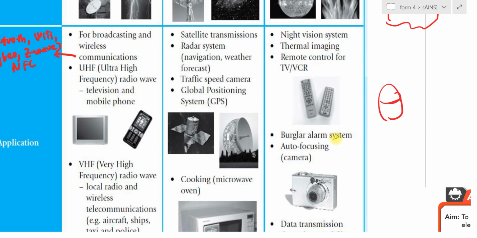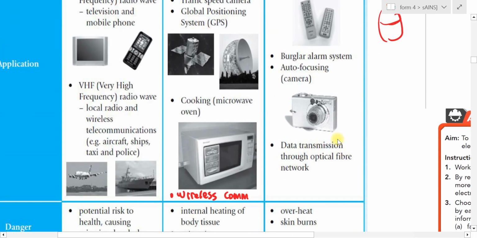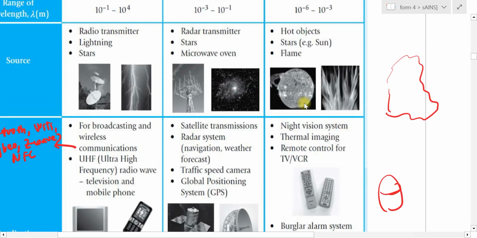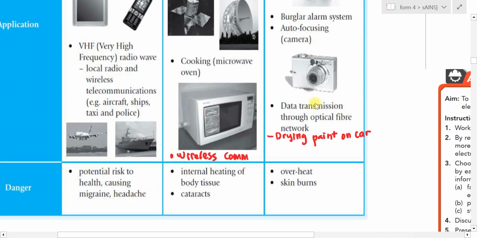Auto focusing camera. Data transmission through optical fiber network. Internet lah, kita transfer kita punya data. Okay, lepas tu kamu boleh tambah ni dari textbook, drying paint on a car. Kita guna infrared. Kenapa kita guna benda macam ni? Sebab dia dari benda yang panas kan. Jadi semua ni panas. Dia drying paint on car.